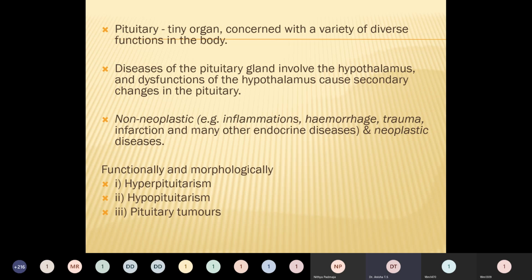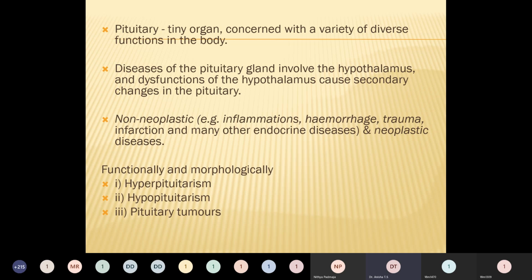So the pituitary gland also can be affected by the same things. It can be hypofunctioning, it can be hyperfunctioning, or it can have some tumors. Non-neoplastic causes can be inflammation, hemorrhage, or trauma. I told you it is present in the sella turcica, so any head injury can cause a problem with the pituitary. It can also be involved in many neoplastic conditions, meaning benign and malignant tumors of the pituitary.